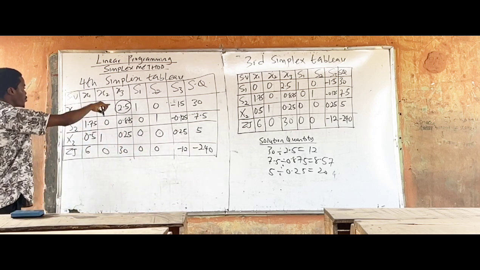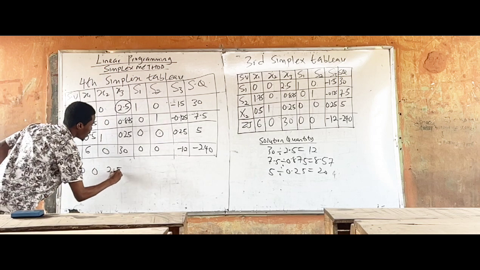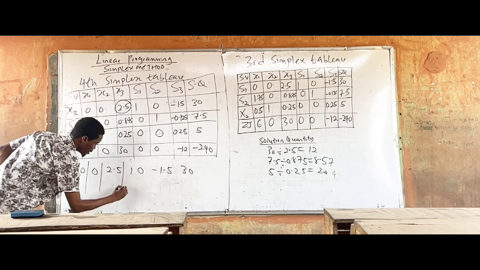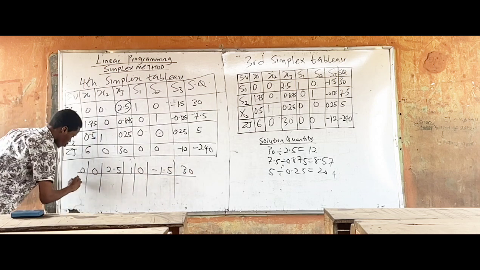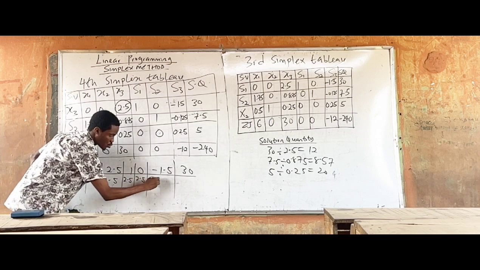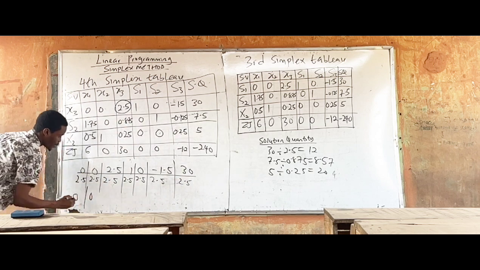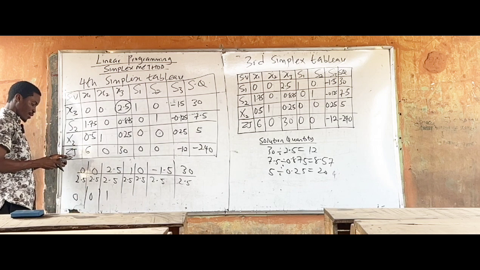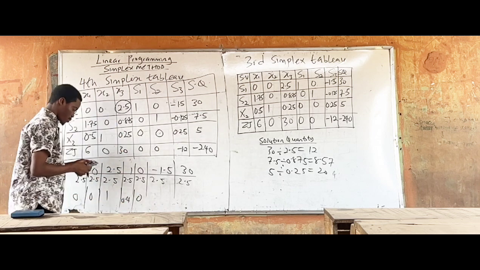So this is my pivot row. The pivot row elements are 0, 0, 2.5, 1, 0, minus 1.5, and 30. I'm going to divide it by the pivot element, which is 2.5. 0 divided by 2.5 is 0. 0 divided by 2.5 is 0. 2.5 divided by 2.5 is 1. 1 divided by 2.5 is 0.4. 0 divided by 2.5 is 0.